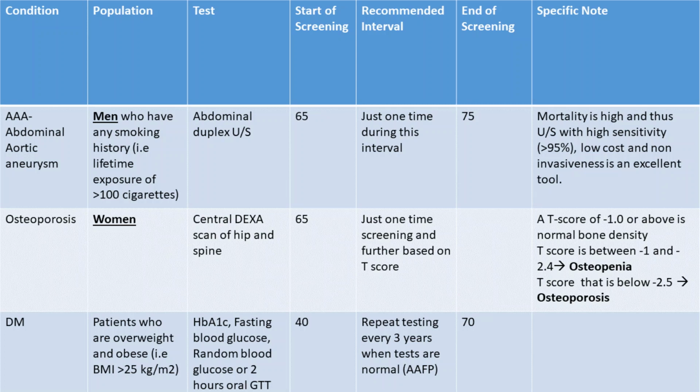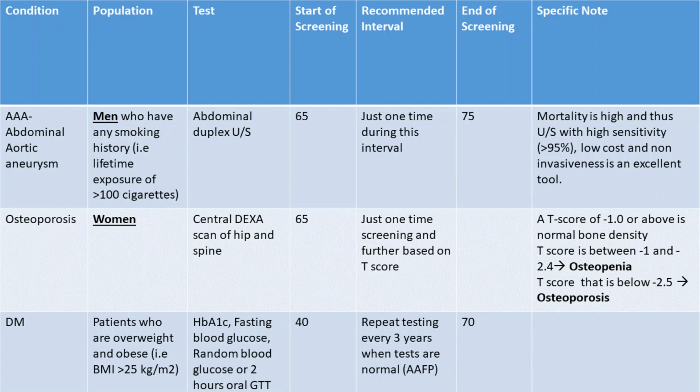Abdominal aortic aneurysm. Any male who has smoked in his lifetime, that is, a lifetime exposure of greater than 100 cigarettes, is at risk of abdominal aortic aneurysm. Because the mortality is so high, the guidelines recommend a one time screening with abdominal duplex ultrasound between the age of 65 and 75 years. Since the ultrasound is highly sensitive, is cost effective and non invasive, it is an excellent method for screening out abdominal aortic aneurysm.